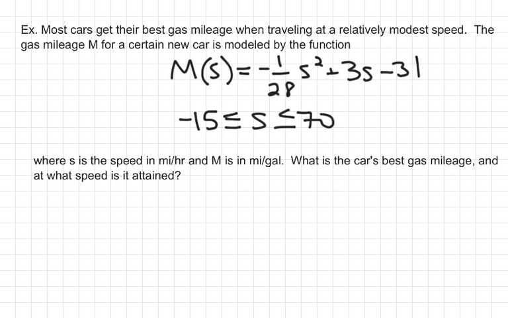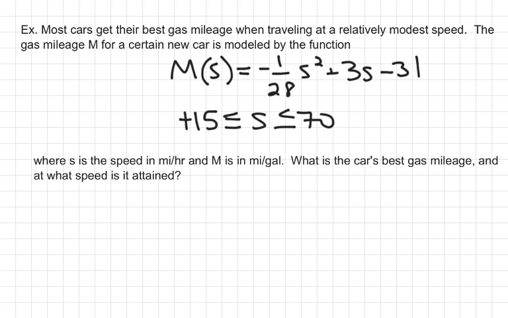Now let's do a real-world problem. Most cars get their best gas mileage when traveling at a relatively modest speed. The gas mileage M for a certain new car is modeled by the function m of s equals negative 1 over 28 s squared plus 3s minus 31, where s has to be between 15 and 70.